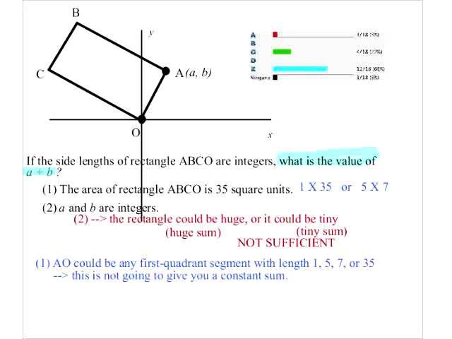All right. Questions about that? Smiley face if that makes sense. So this is also not sufficient.